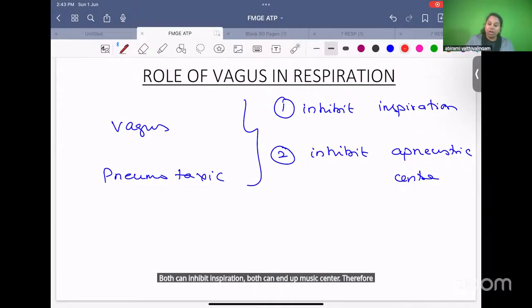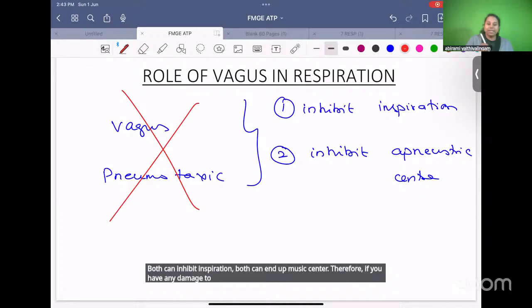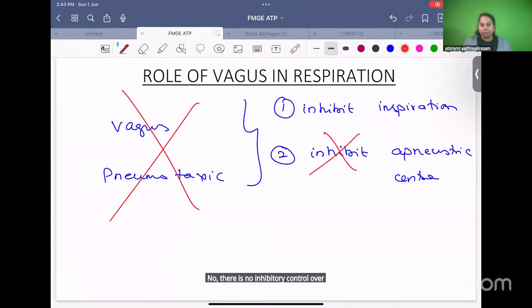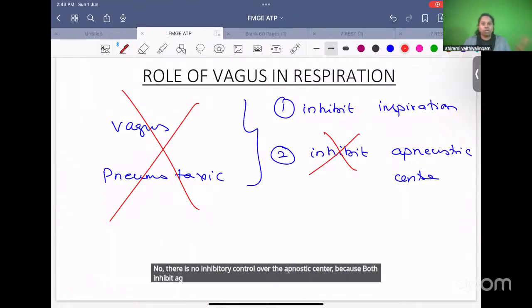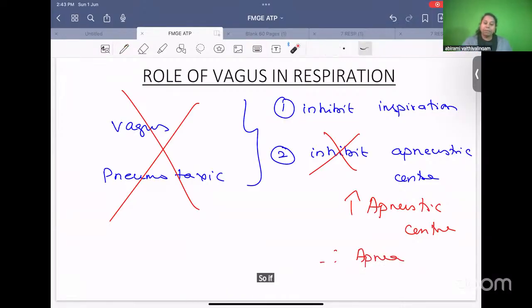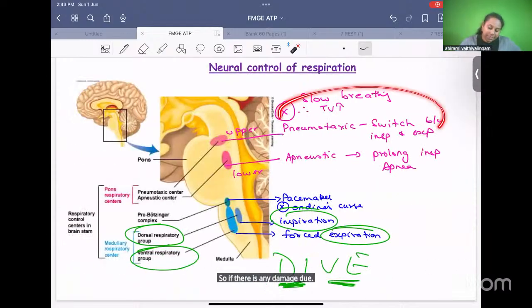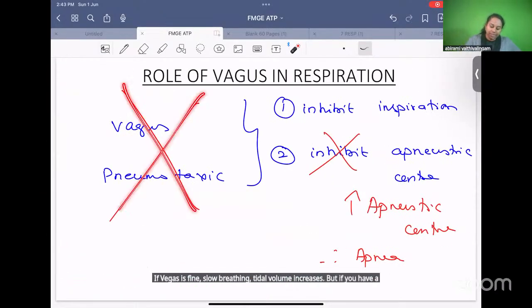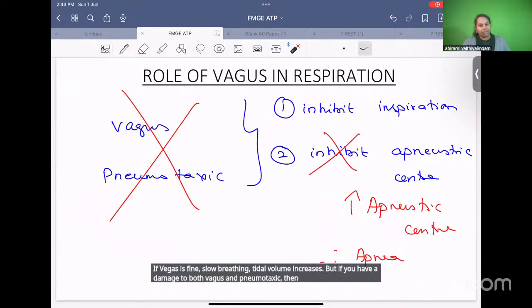Therefore, if you have damage to both the vagus and the pneumotaxic center, there is no inhibitory control over the apneustic center, because both inhibit it and both are lost. Without inhibition, apneustic center activity increases, therefore causing apnea. So if there is damage only to the pneumotaxic center and the vagus is fine, there is slow breathing and tidal volume increases. But if you have damage to both vagus and pneumotaxic center, then the patient will develop apnea.